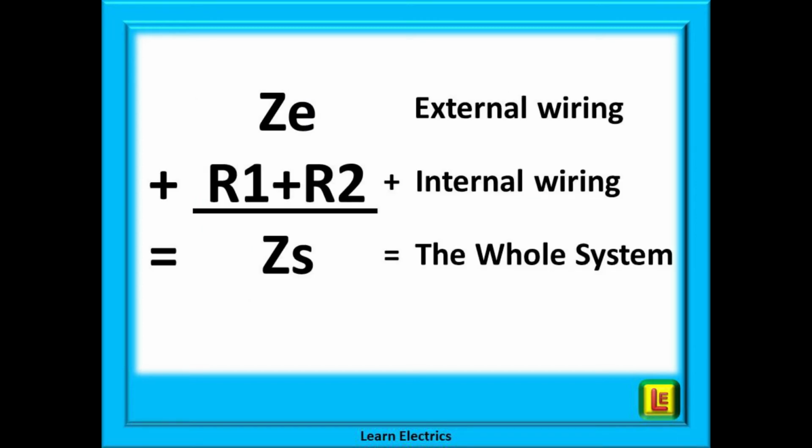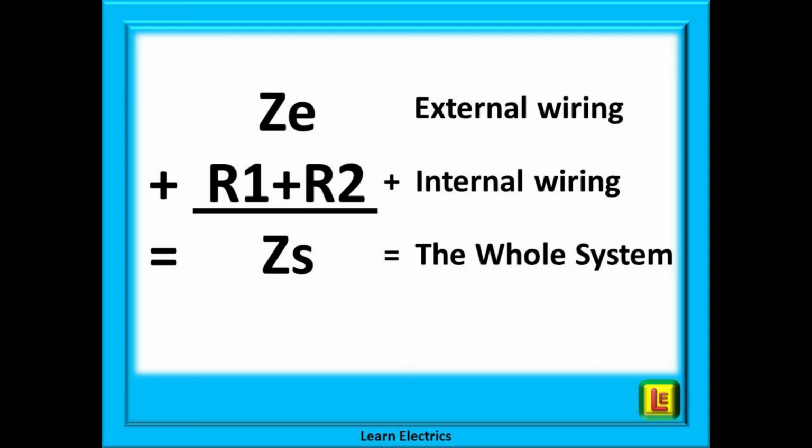Here is the same equation. ZE is the impedance or resistance of the external wiring outside the property. Think of ZE with an E for external, outside the property. R1 is the resistance of the phase conductor inside the property, and R2 is the resistance of the earth conductor inside the property. So R1 plus R2 is the internal wiring along which fault currents will flow.